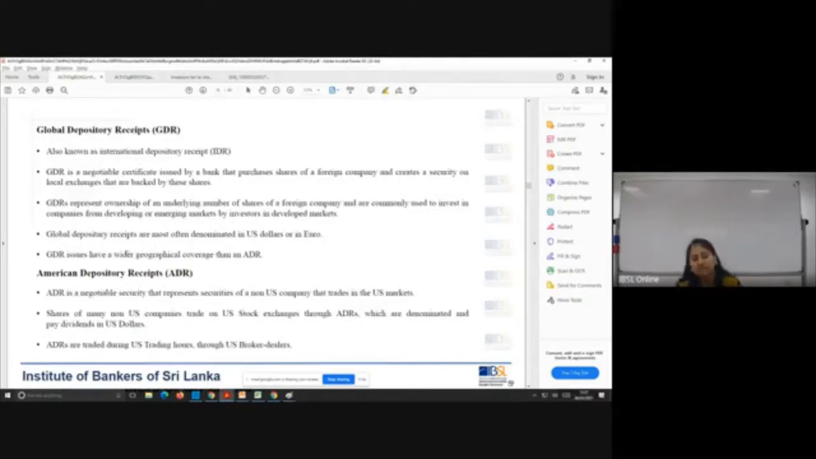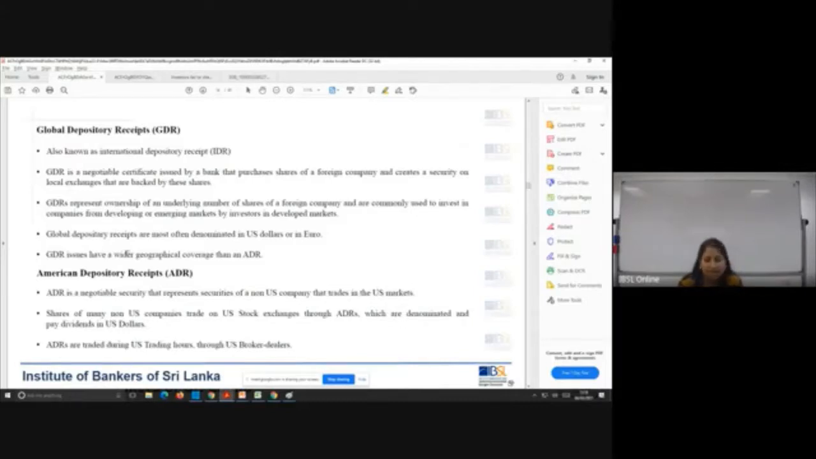Now let's see the differences between these two. The Global Depository Receipt is also known as the International Depository Receipt. It allows the local company to reach the international platform. Compared to the ADR, it provides a wider geographical coverage. You could list that depository receipt pretty much anywhere. But the GDR is often denominated in euros and sometimes in US dollars. So it could use either of the two currencies. It can be in dollars or it can be in euros.